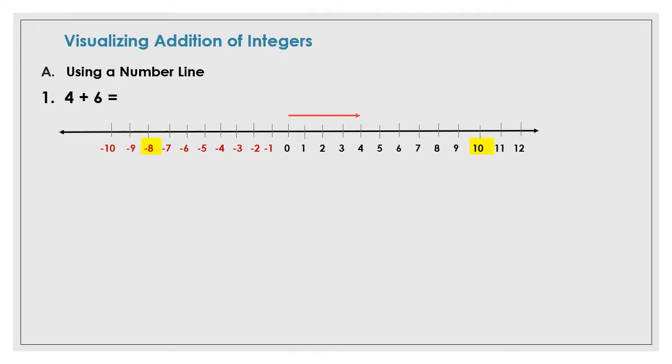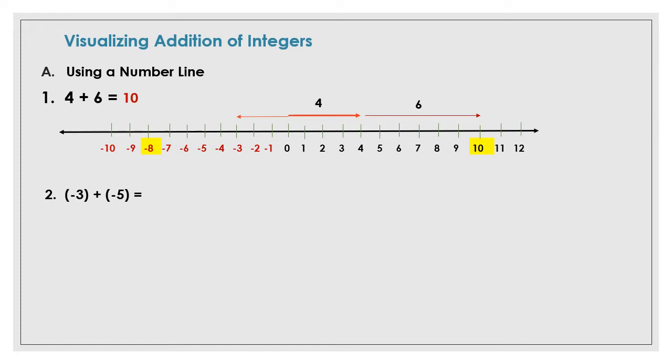So let us say we have 4 plus 6. So from 0, we move 4 units to the right. Then positive 6. So from 4, we move 6 units to the right. And we have reached 10. Therefore, 4 plus 6 equals 10.